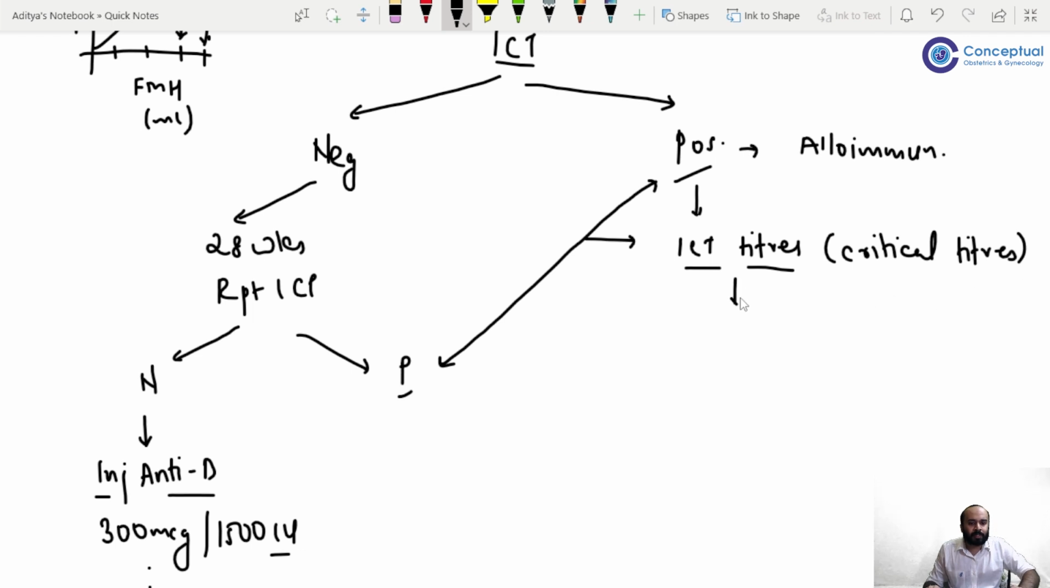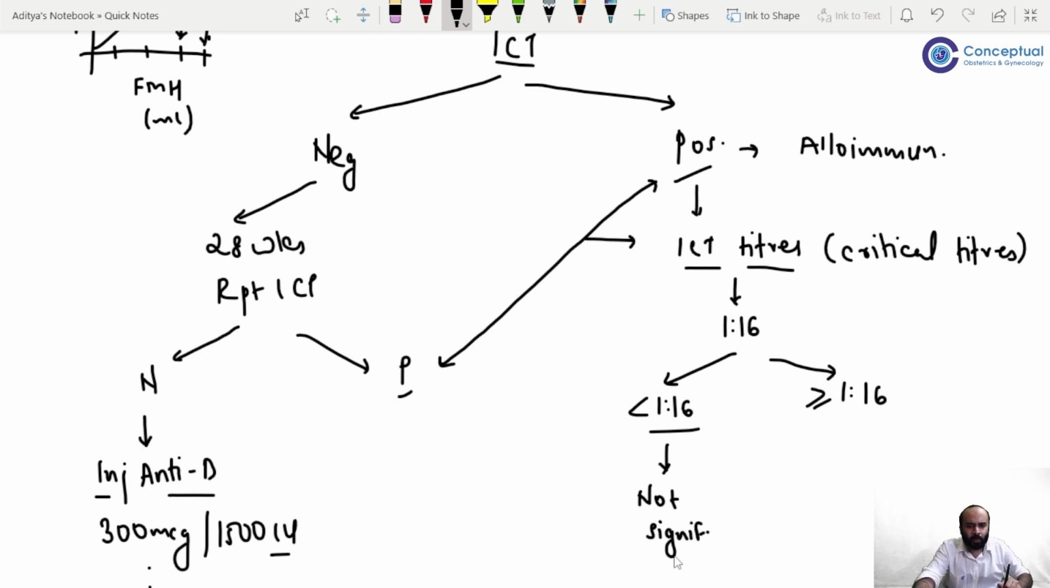Most of the labs consider it to be 1:16, but still you have to ask them what theirs is. So assuming it is 1:16, if they are not giving it, then you just assume it to be 1:16. It can either be less than 1:16 or it can be more than or equal to 1:16. Less than 1:16 means it can be something like 1:2, 1:4, 1:8. It is not significant, and the titers are very low.